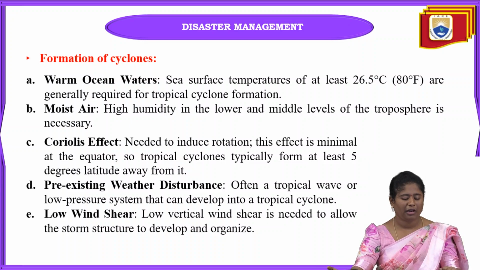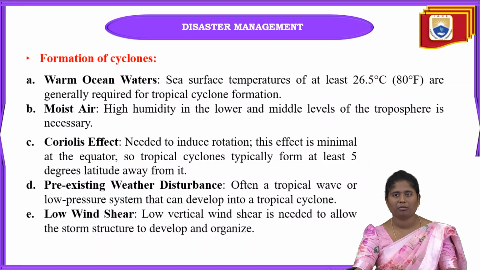Next is pre-existing weather disturbance. Because of waves like a tropical wave and also because of low pressure conditions, it can also develop tropical cyclones. And next one is low wind shear.